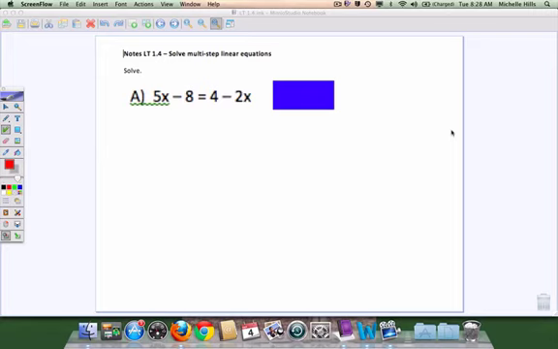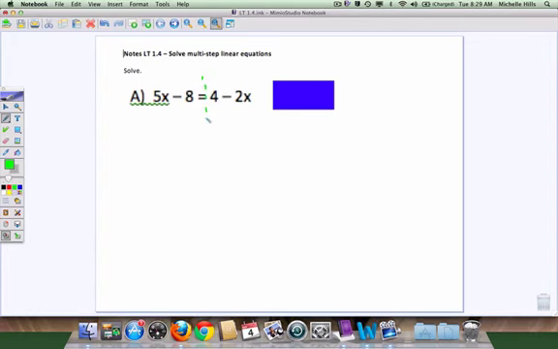Today we're going to look at solving multi-step linear equations. Now we've solved two-step linear equations in the past. One of the things that I encouraged you to do, though I didn't require it, is to put a very light dashed line down through your equal signs to make sure you leave them lined up from start to finish.